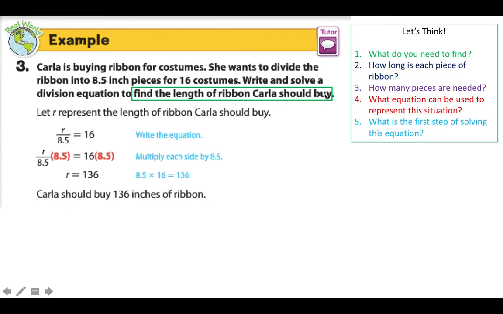So what whole piece of ribbon does she need to buy? Well, how long is each piece of ribbon? Each piece of ribbon needs to be 8.5 inches long. Okay, and how many pieces does she need to have? She needs to have 16 pieces.